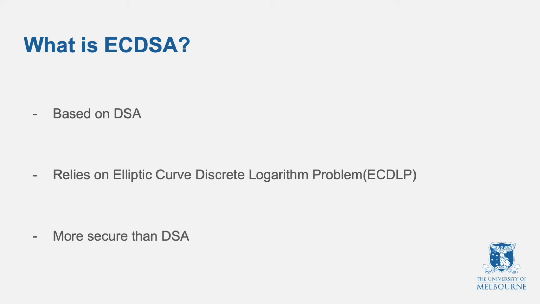ECDSA is an asymmetric cryptographic scheme based on DSA. The difference between ECDSA and DSA is that ECDSA uses an elliptic curve to generate keys instead of modular exponentiation and discrete logarithm. Compared with DSA, ECDSA requires much shorter key lengths to achieve the same level of security. For example, 192-bit ECDSA gives the same level of security as 1022-bit DSA.